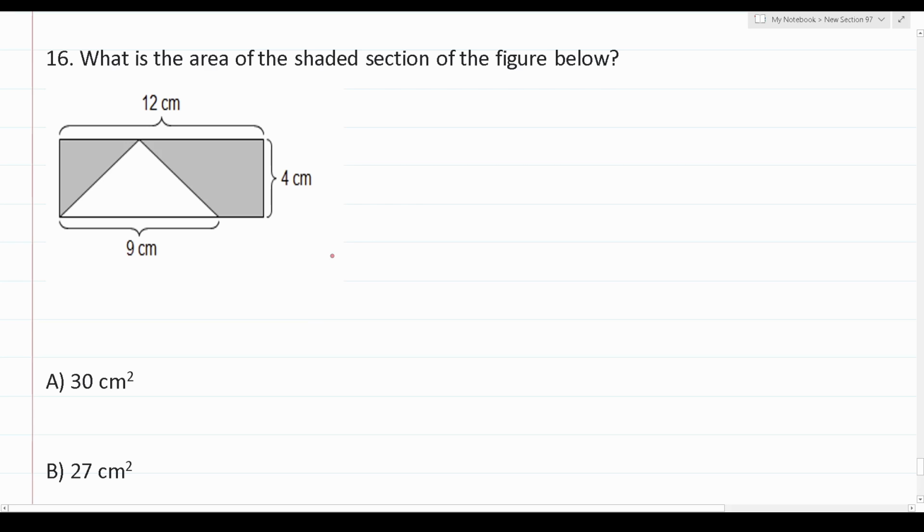All right, so 16 says, what is the area of the shaded section of the figure below? Well, first things first, let's identify what shapes we're dealing with. We have a rectangle and a triangle. In order to find the area of the shaded section, it should be pretty obvious that we're going to take the area of the rectangle, and we're going to subtract that by the area of the triangle.